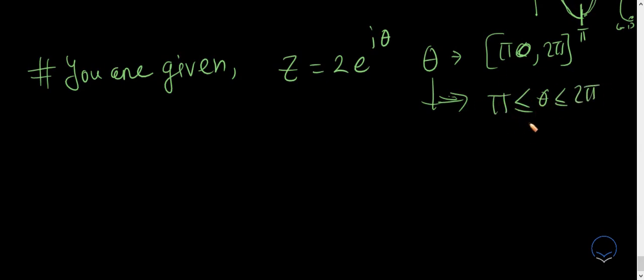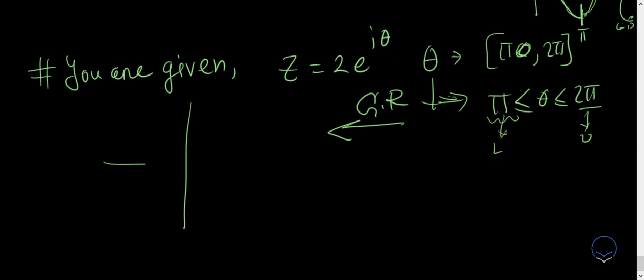Let's try to draw this thing first and see what this means, because you can obviously find the limits for theta over here. This is the lower limit, this is the upper limit, and the graphical representation, GR, is that since this is a circle of radius 2, it starts from pi and ends at 2 pi.